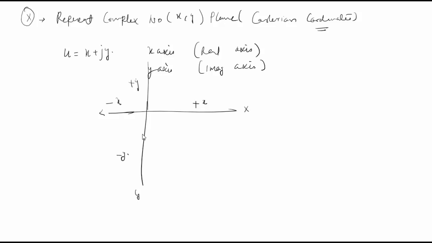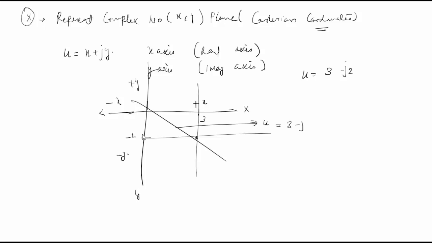So if I want to represent a point where my complex number is 3 minus j2, then 3 is what is coming in my x, and I can draw it like this, and my minus 2 is what is coming in my y. Wherever it meets, at this point, this is my u. So u is equal to 3 minus j2.